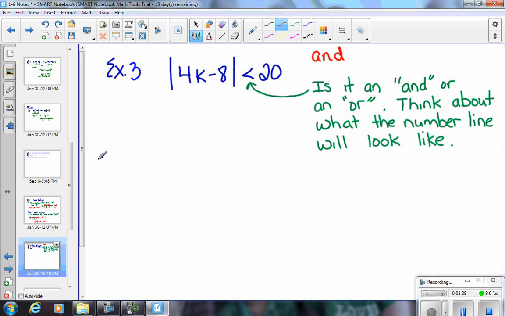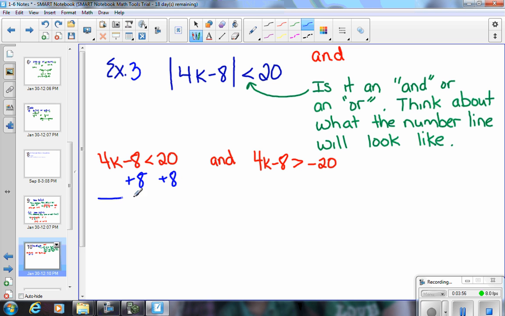So I'm going to do my two cases. The first case, you're just going to drop the absolute value. There's the first case. And the second case, we'll have 4k minus 8 is greater than negative 20. Flip the inequality because we're multiplying by a negative when we go the other direction. From there, it's real simple. We're just going to add 8 to both sides. We get 4k is less than 28. Divide by 4. And we get k is less than 7.